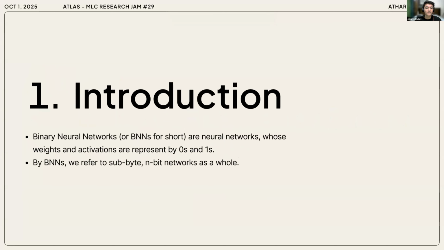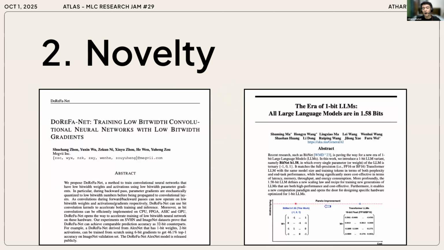Binary neural networks are essentially neural networks whose weights and activations are purely zeros and ones. Just a quick disclaimer before I move on: when I talk about binary neural networks, I'm referring to sub-byte n-bit neural networks like 1-bit, 2-bit, or 3-bit neural networks as a whole, not just 1-bit networks.